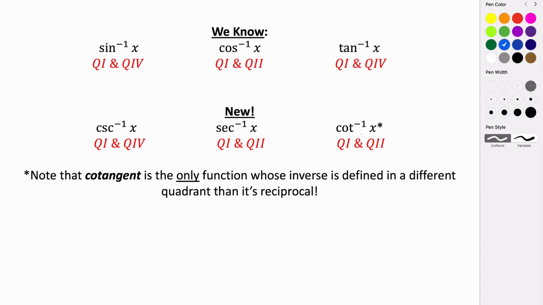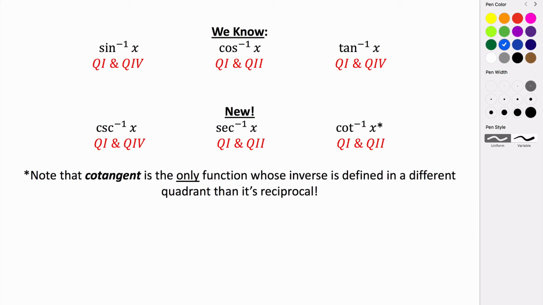However, the cotangent's a little different. The cotangent is the only inverse function, right? We can see this note here. The cotangent is the only inverse function who's defined in a different quadrant than its reciprocal. So the inverse cotangent is going to give us angle measures in quadrants 1 and 2.